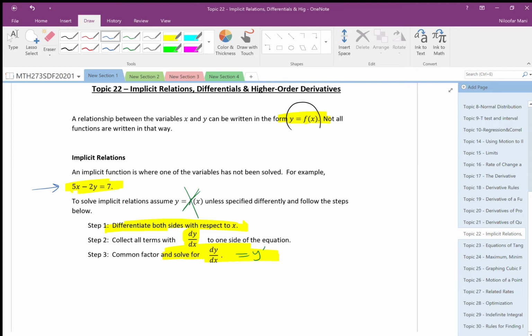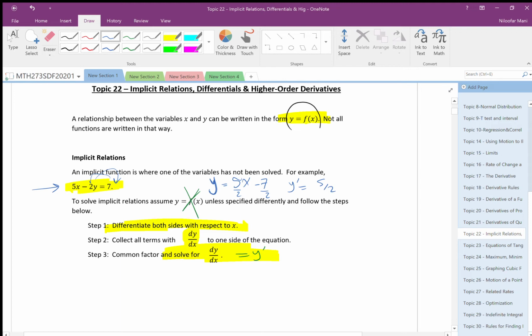So you can say y is 5x minus 7 divided by 2. Am I right? If I take this to the other side, and then this to that side, yes, I'm right. And then I can say, okay, y prime is 5 over 2. Yes, easy. But how about if I cannot do that?